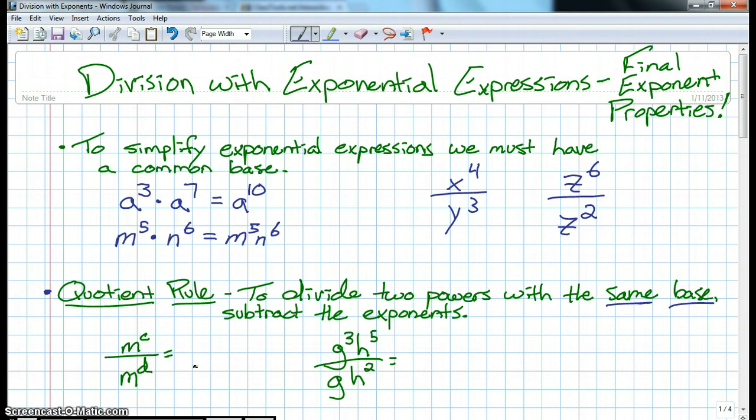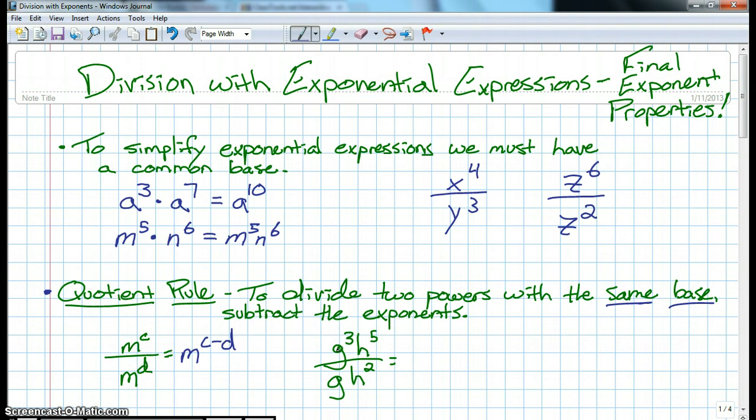The way to simplify this is you take the denominator exponent and you subtract that from the numerator. So it becomes m to the power of c minus d. The top exponent, and then you take away the bottom exponent. And that's actually how we can simplify.